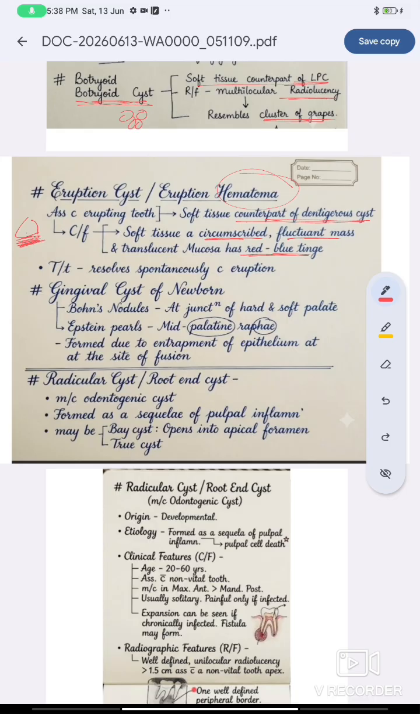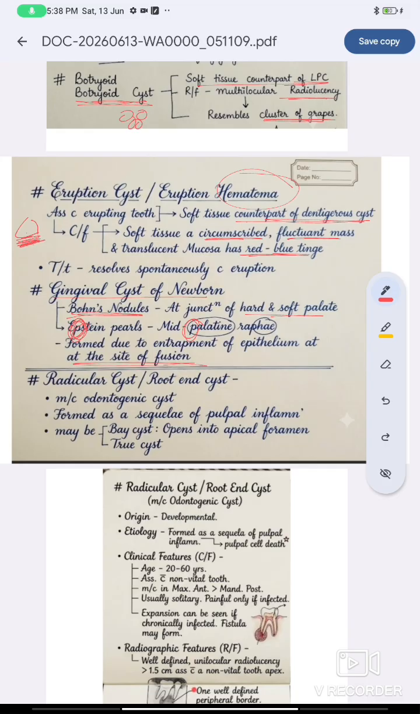Next is the gingival cyst of newborn. Gingival cyst of newborn includes Bohn's nodules. Bohn's nodules are present at the junction of the hard and soft palate. Epstein pearls are present in the mid-palatine raphe. P in Epstein, P in palate. Mid-palatine raphe. It is formed by the entrapment of epithelium at the site of fusion of suture.